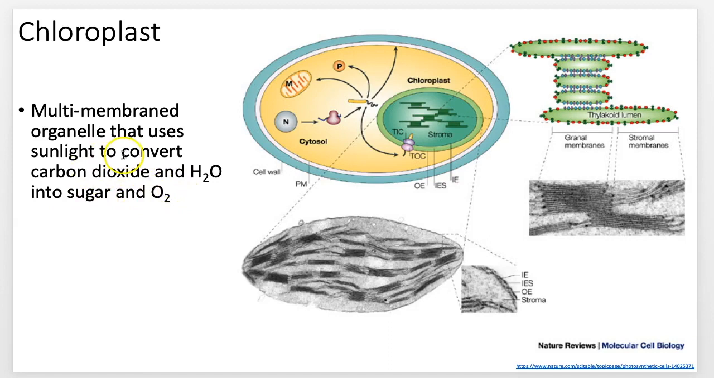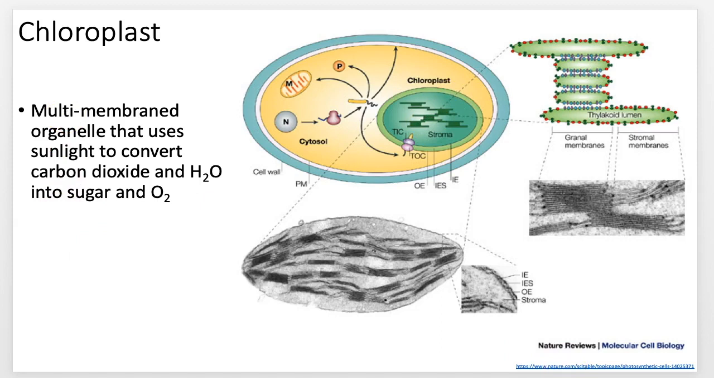This actually comes from a really good Nature article if you want to read more about chloroplasts. We will talk a little bit more about chloroplasts because they have their own electron transport chain. But this is talking about how to get proteins physically into the chloroplast, which is really interesting. So you can read that if you'd like. But yeah, chloroplasts, two membranes.